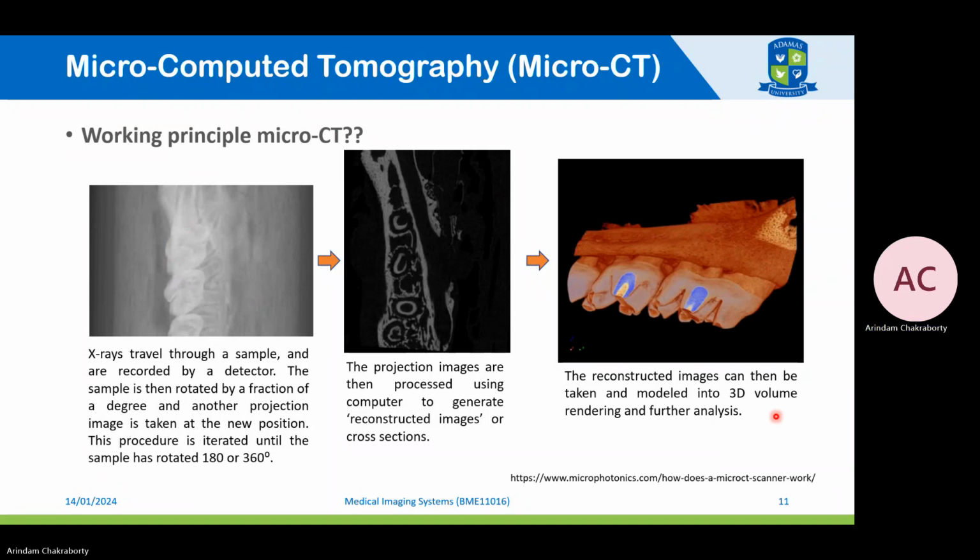So to sum it up, the X-ray source and the detector are kept fixed, while the sample that is placed between the detector and the source on a podium rotates at a certain degree, and a projection image is recorded at the detector. While this procedure is followed for a complete 180 or 360 degrees, these projection images are then processed to form the cross-sectional image of that structure at a certain plane. And finally, these cross-sectional images are reconstructed using specialized computer-based algorithms to model 3D volume rendering, which is useful for further analysis.